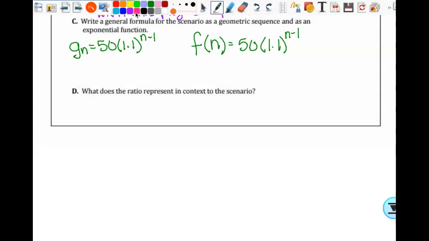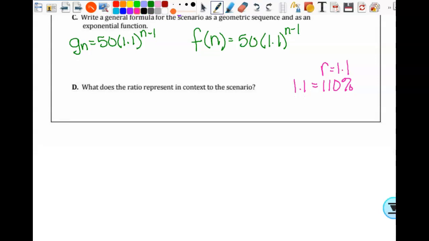Okay, so then it says, what does the ratio represent in the context of the scenario? Well, the ratio is 1.1. What is 1.1 as a percent? 110%. So each month, you were paying 110% of the month before. So how much more are you paying each month? If you're paying 110% of the month before, how much additional is it each month? 10%, okay?